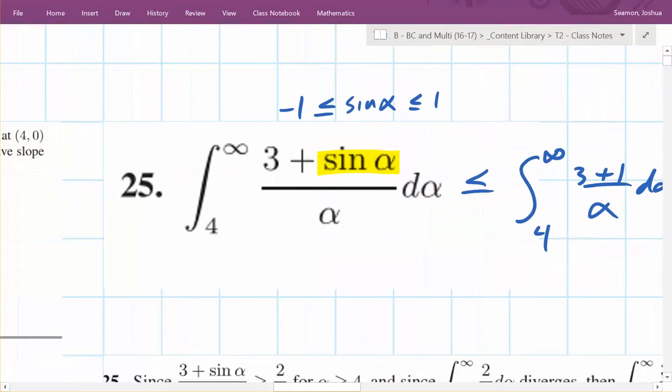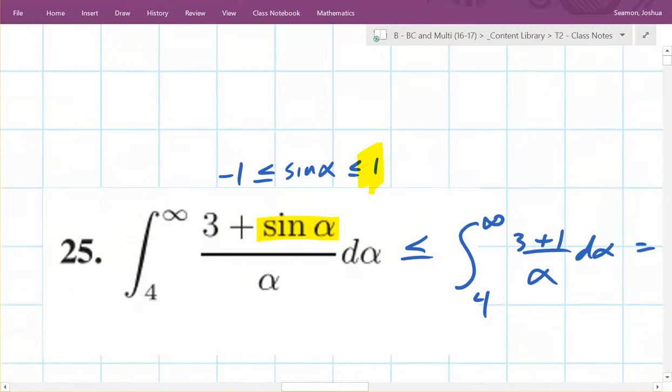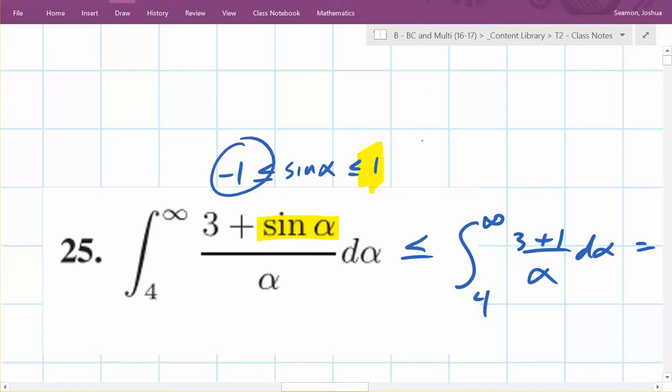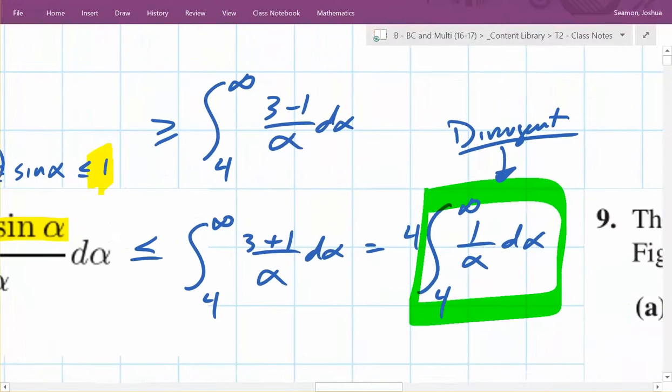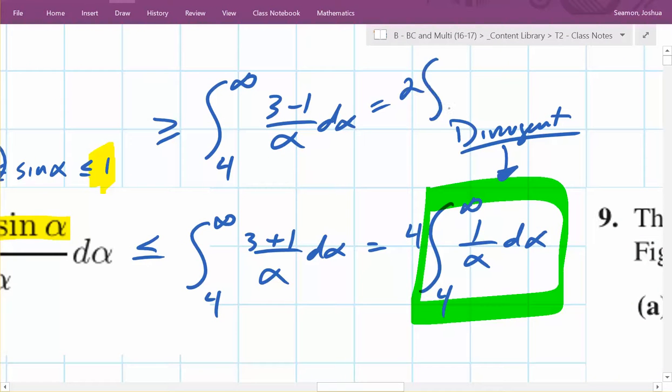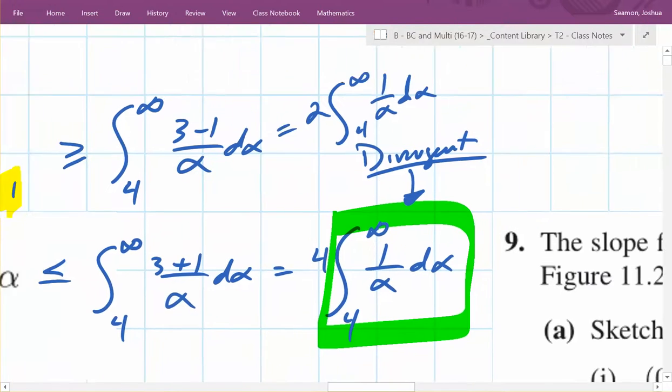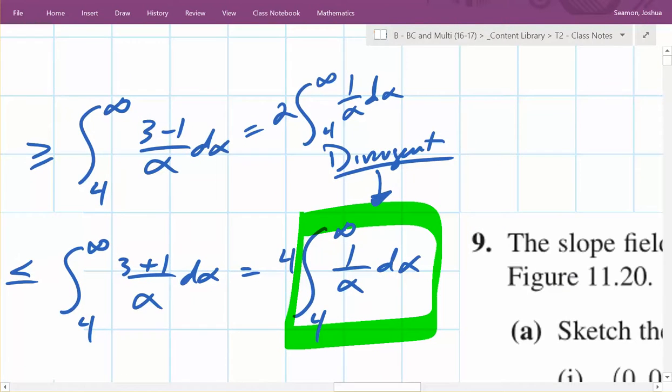So we went to one extreme. What's the other extreme we could go to? The negative one. If we do that, it gets smaller. Instead of 4 up there, you're going to have (3 minus 1) over alpha d alpha. So what's that going to be? 2 times the integral from 4 to infinity of 1 over alpha d alpha. But now the original is above this thing. So we're above something that diverges, so therefore what has to happen? It diverges.